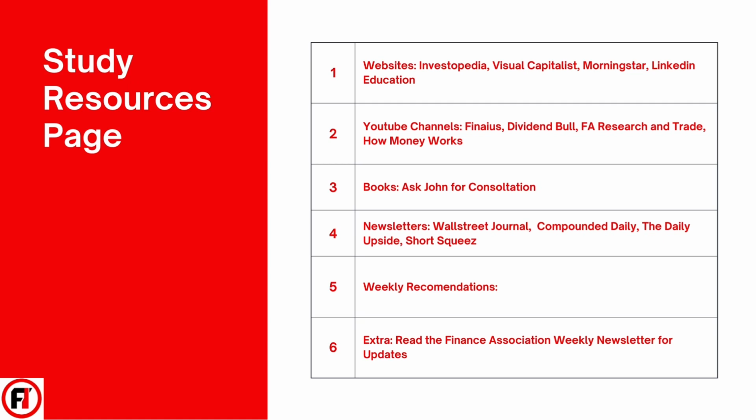Newsletters, the Wall Street Journal. There's a good one for that because you can get a student discount. I've had that for a while. However, I will say you have to call them to cancel the subscription, so that's the only downfall with that. Compounded Daily, that's another newsletter. The Daily Upside, Short Squeeze. Those are all written by investment bankers that have their own YouTube channels.